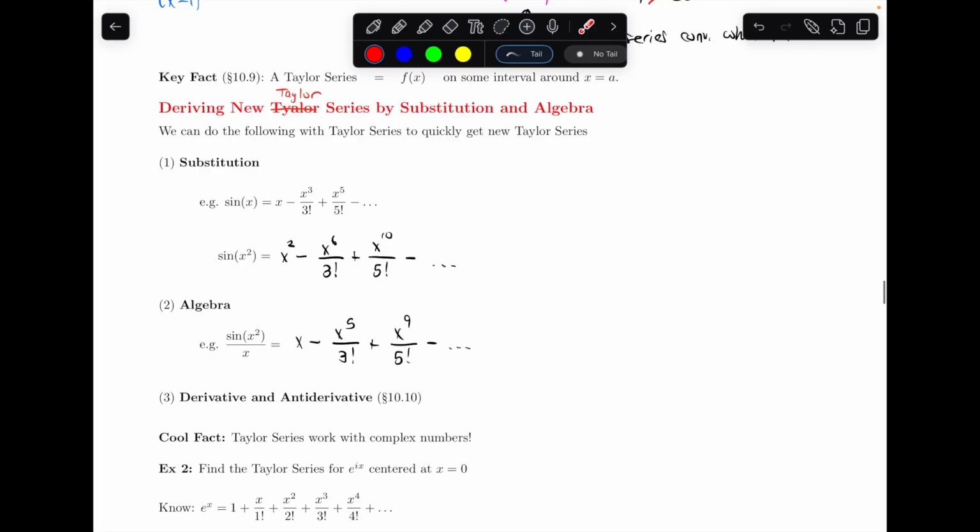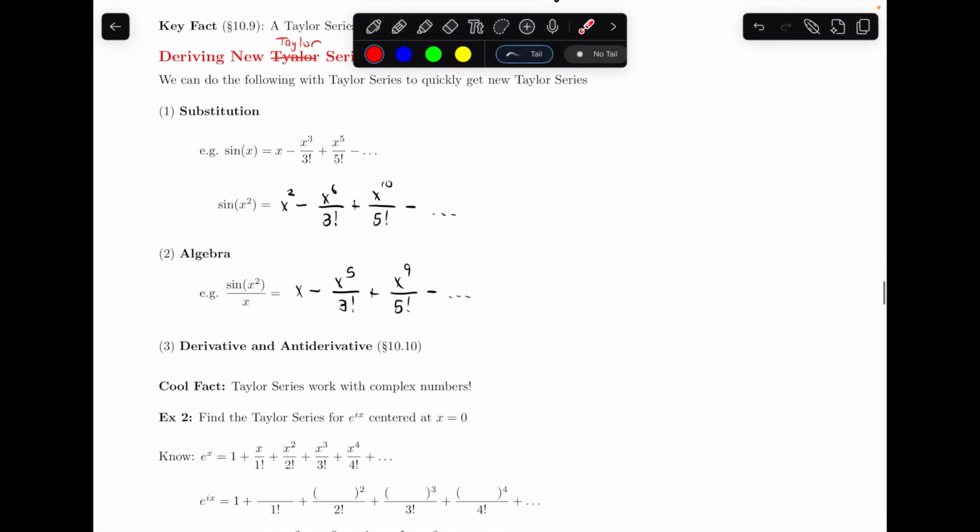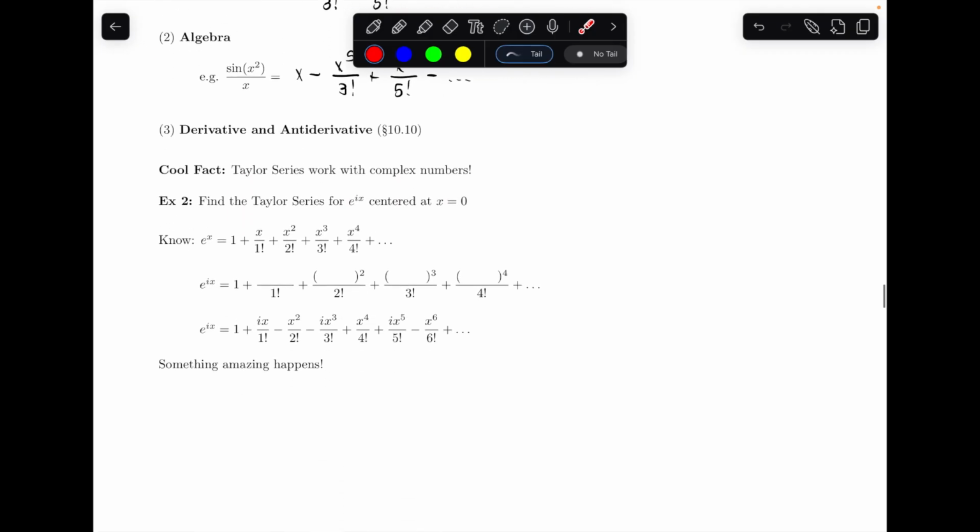I can also do the derivative or antiderivative of an existing Taylor series, which we'll talk about in a later section. One of the cool facts about Taylor series is that they work with complex numbers as well. So I want to end by looking at an example. I want to find the Taylor series for e to the ix, centered at x equals 0. Remember that i is our imaginary number. It's the square root of negative 1.